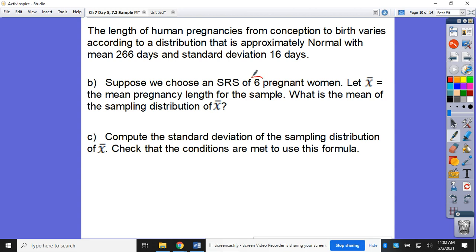Well, that gave me something new. What is this? Lowercase n. SRS, we come back to this later, but the fact that it's random is going to be important. Let X bar be the mean pregnancy length for the sample, so it's already defining that for us. So what is the mean of the sampling distribution of X bar?